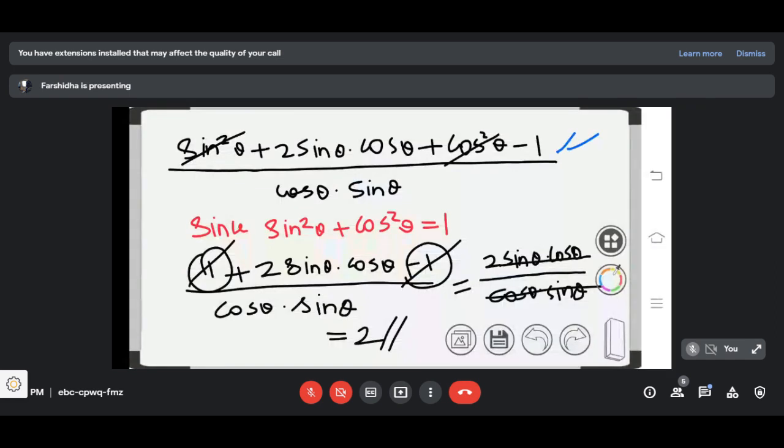So in this step, we have expanded a plus b whole square. So you got a square plus 2ab plus b square minus 1, divided by cos theta into sin theta. Since sin square theta plus cos square theta is equal to 1, I have written 1 instead of sin square theta and cos square theta. So plus 2 sin theta cos theta minus 1. 1 and 1 got cancelled. 1 minus 1 is 0. So the only thing remaining is 2 sin theta cos theta divided by sin theta cos theta. So this sin theta cos theta got cancelled. The only thing remaining is 2. 2 is the answer.